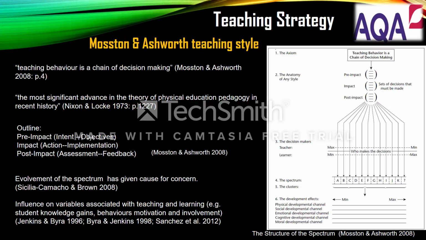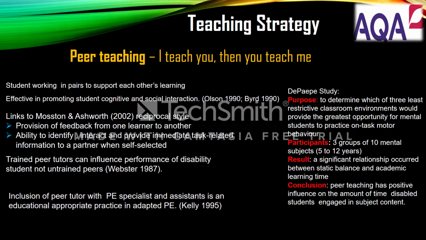This shows using teaching strategy within the area, as it is a classroom-based lesson, aids in the development of students positively. Peer teaching. Students working in pairs to support each other's learning has been shown to be effective in promoting student cognitive and social interaction. Peer teaching links with Mosston and Ashworth's reciprocal style. In this style, learners learn from partners, and as one learner performs, the other gives specific feedback to the doer based on information provided by the teacher.